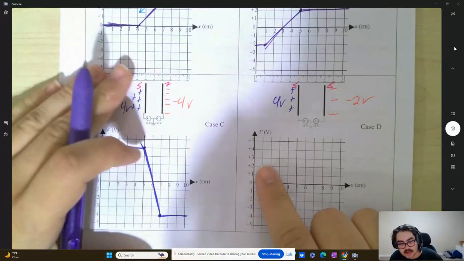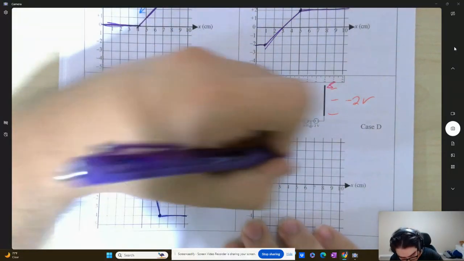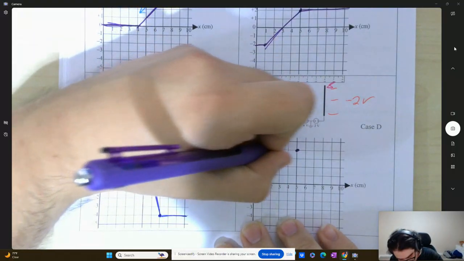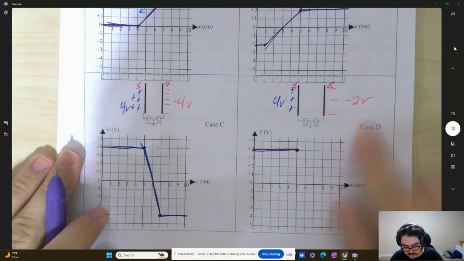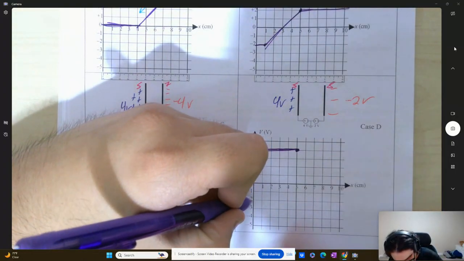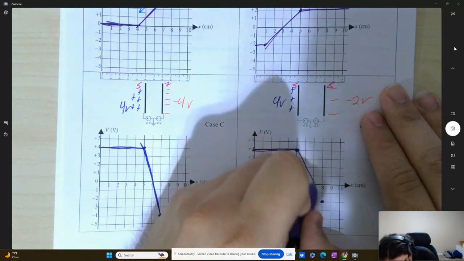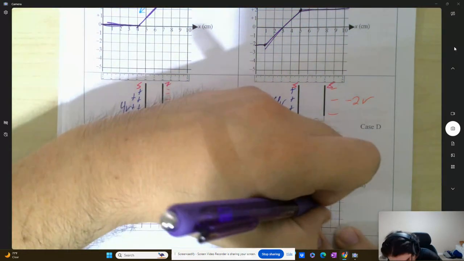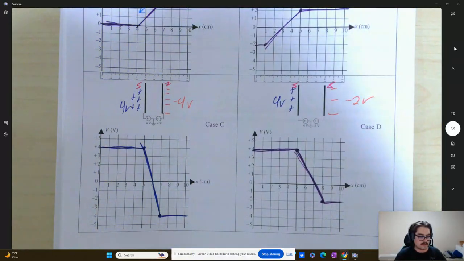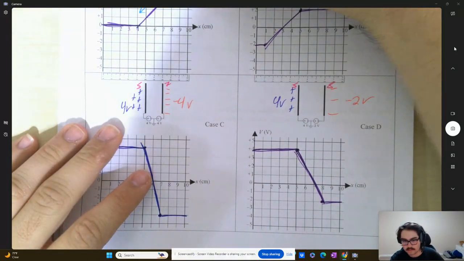So then we'll graph it. To the left of this plate should be 4 until you get to 5, so right about there. And then it decreases linearly to -2 at a position of 8. Boom. And then to the right of that plate, it is uniform. All right, pretty cool. Pretty straightforward, right?